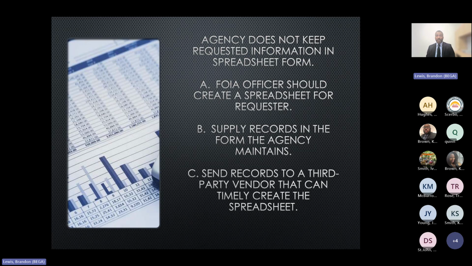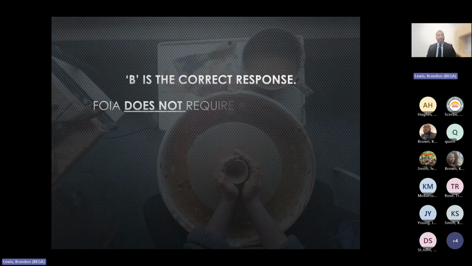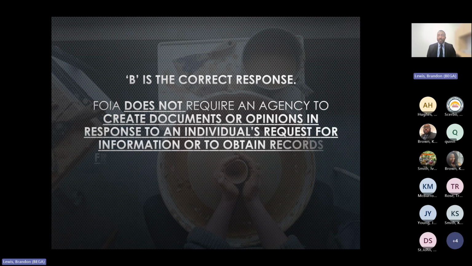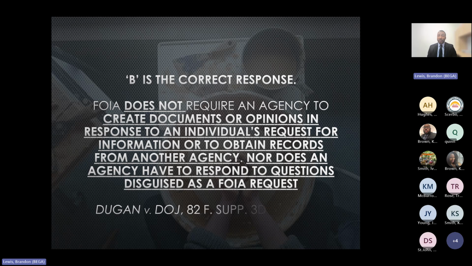You guys responded quickly to that, and you are correct. B is the correct response. FOIA does not require an agency to create documents or opinions in response to an individual's request for information or to obtain records from another agency, nor does an agency have to respond to questions disguised as a FOIA request.